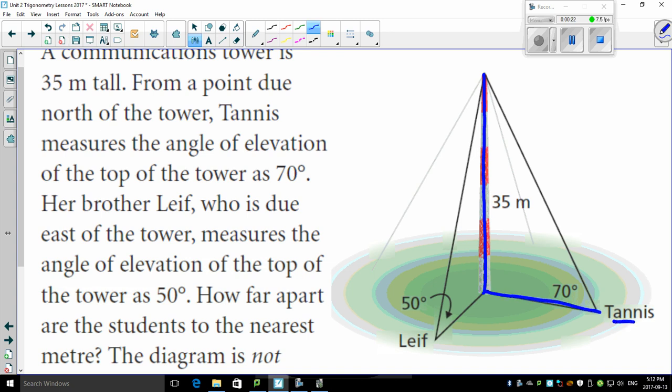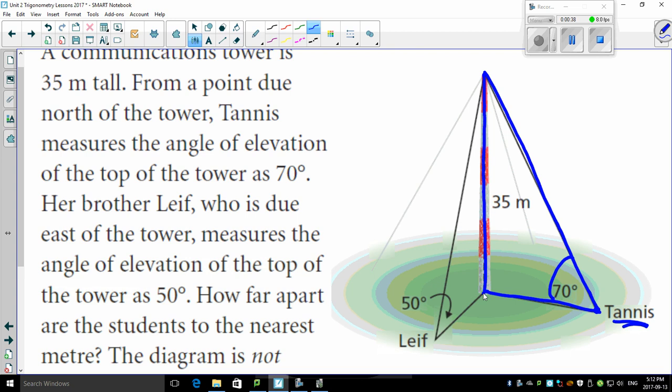Boom. There's Tanis standing right here. And again, this is a calculation from ground level. All right, and she measures the angle of elevation to the top of the tower. So to the top of the tower here, angle of elevation is 70 degrees.